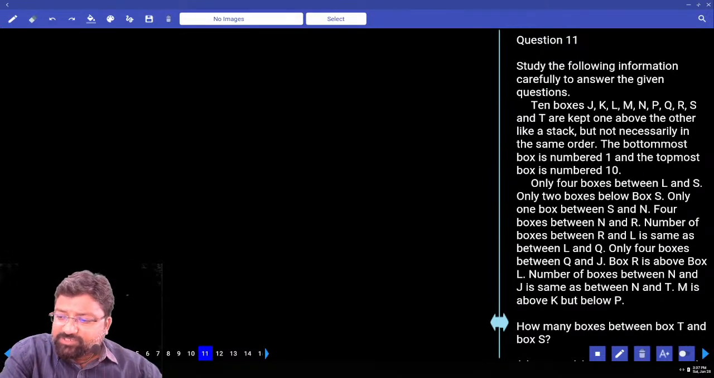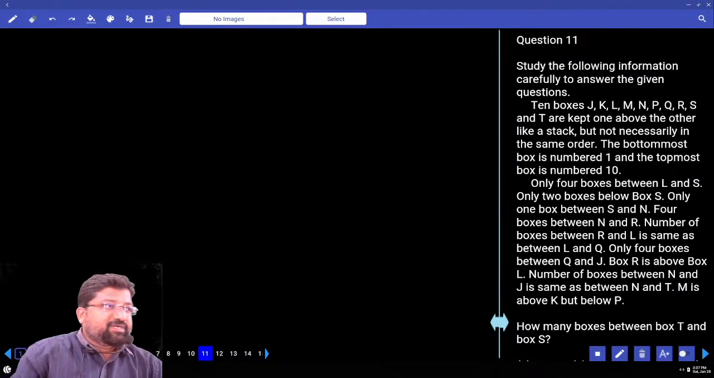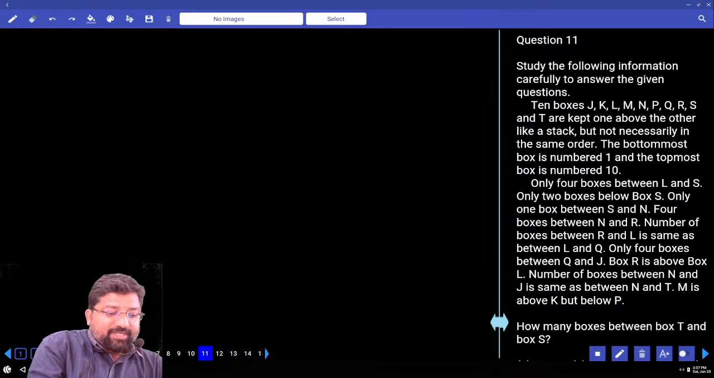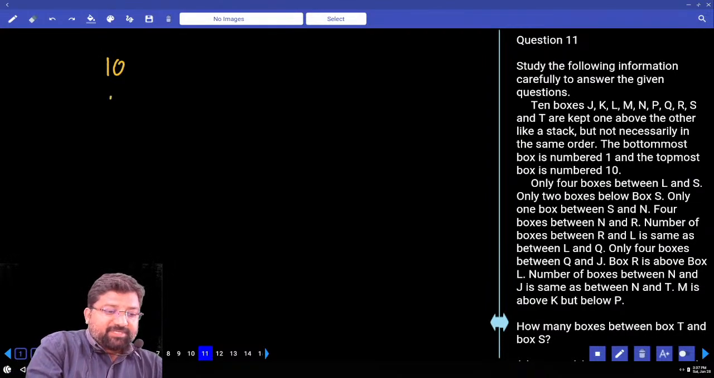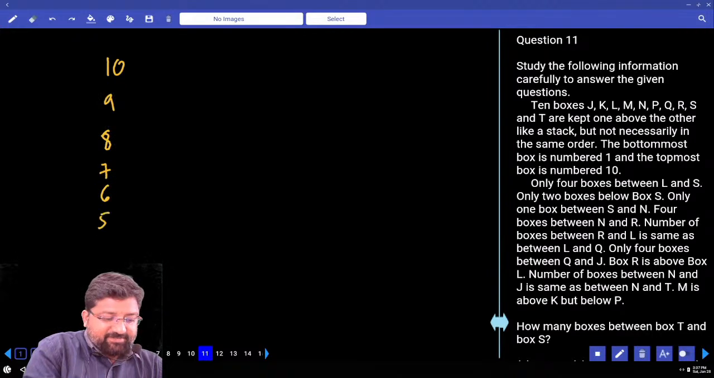10 boxes J, K, L, M, N, P, Q, R, S, T are kept one above the other like a stack, but not necessarily in the same order. The bottommost box is numbered 1 and the topmost box is numbered 10. Like a stack, one above the other. Sorry, bottommost is 1 and the topmost box is 10. 10, 9, 8, 7, 6, 5, 4.